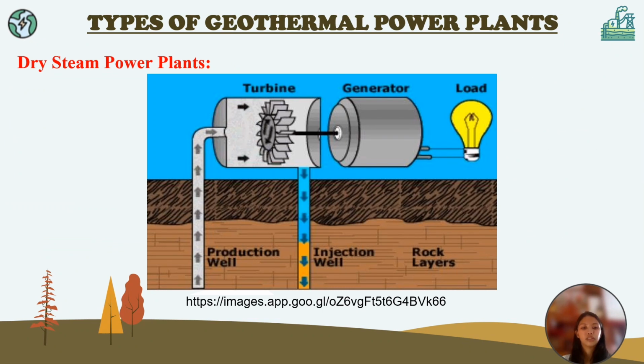So here is another figure showing the dry steam power plant. So with its parts, production well, turbine blades inside of it, then the steam will go back to the injection well and become water. Then the turbine is connected to the generator through a shaft. Then the load here symbolizes the electricity conversion of mechanical to electrical energy.